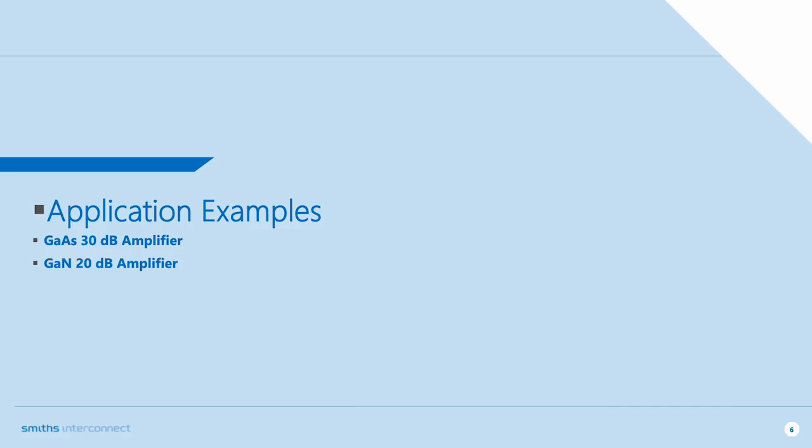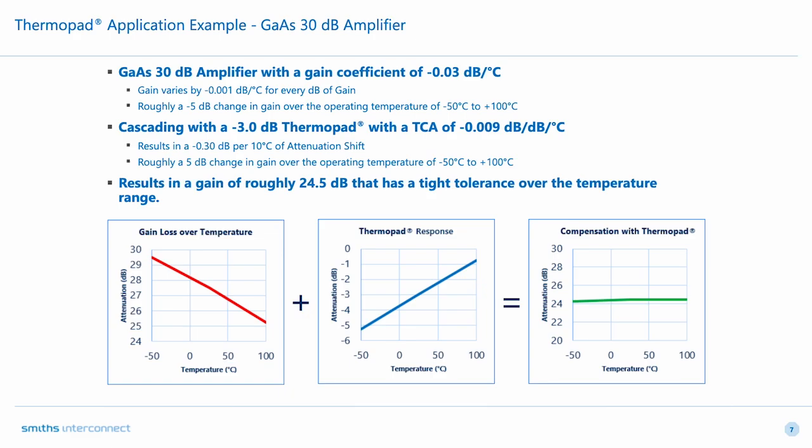So a couple examples. We're going to look at a couple of amplifiers, a 30 dB gallium arsenide, and we're going to look at a gallium nitride 20 dB. So this example here is for the 30 dB amplifier. The chart on the left is showing what the gain loss is over temperature for this amplifier, where we're trying to keep a 30 dB type of gain, and we want it to be linear across. When we add the thermopad in series with this amplifier, the compensated attenuation, as you can see on the chart on the right, gives a much flatter response and gives approximately about 24 dB flat across response.